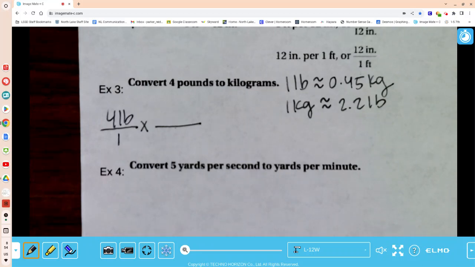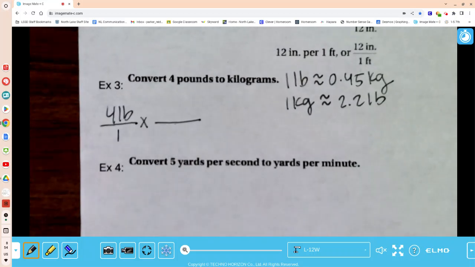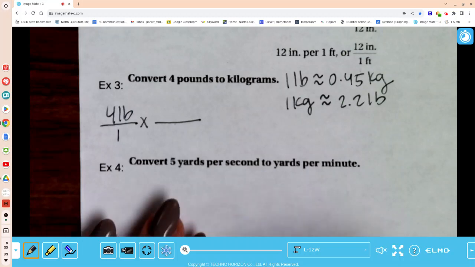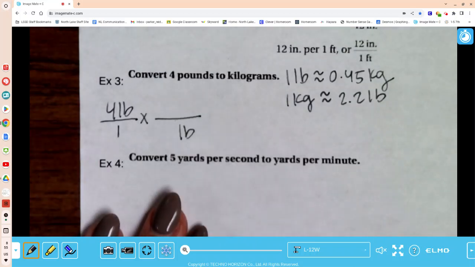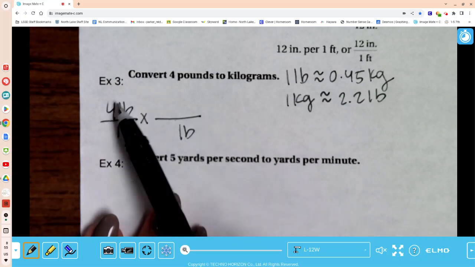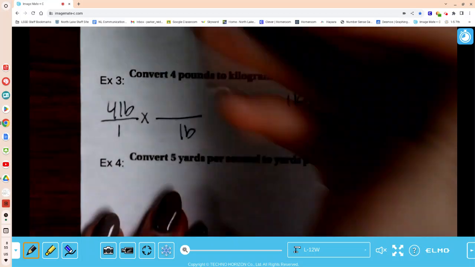Let's start with pounds. Where should I put pounds? Should I put it on the top next to the other pounds, or should I put it on the bottom, diagonal from it? Where should it go? Next to or diagonal from? If you're not sure, look back at the other couple examples and see where we put them. Logan? Diagonal. So then what unit is supposed to be going on the top? If I put pounds down here, diagonal from pounds, my starting unit, what unit goes on the top? Aubrey? The unit I'm changing it into.